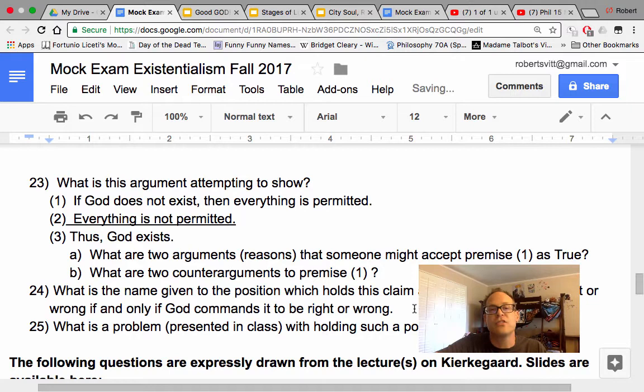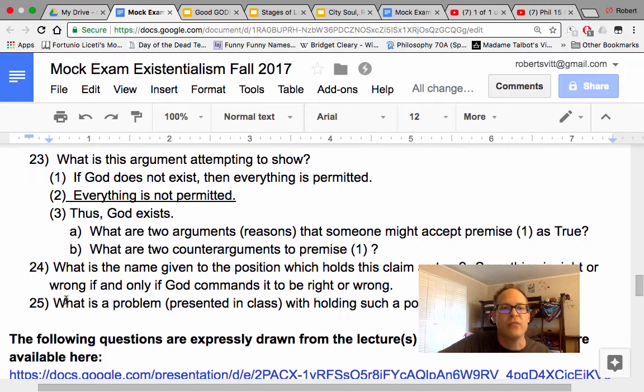Now, there are different formulations of divine command theory, right? And I'm sure I could find a philosopher who would object to this formulation. But generally speaking, that's what it is. It's called divine command theory. And the idea is that something is right or wrong if it's commanded or prohibited by God. All right. Number 25, what is a problem presented in class with holding such a position?